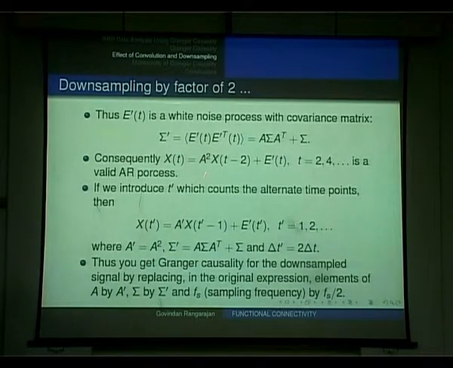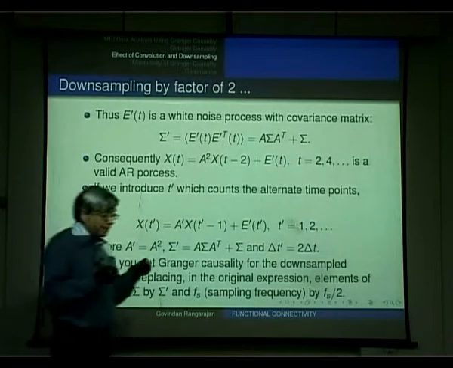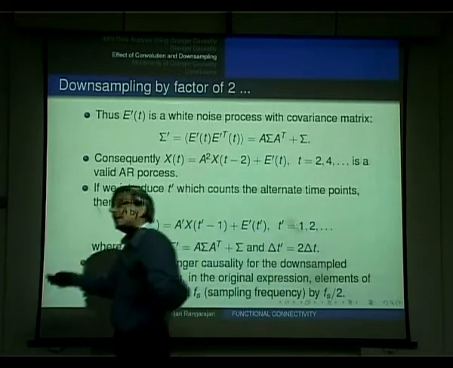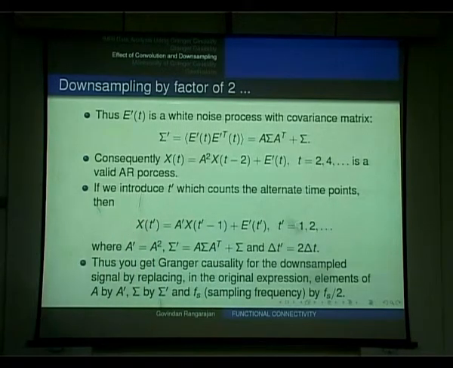What I therefore do is what you do when you downsample by a factor of 2: you are only sampling at every alternate time point. So if I am measuring the signal every second, when I downsample, I will only look at time t equal to 0, 2, 4 and so on. That corresponds to skipping every alternate time point, and if I do the math correctly, what I get is that the downsampling corresponds to yet another autoregressive process, except that this A prime, the coefficient matrix here, is replaced by A squared as far as the original process is concerned, and your covariance matrix of the noise is replaced by this complicated expression.